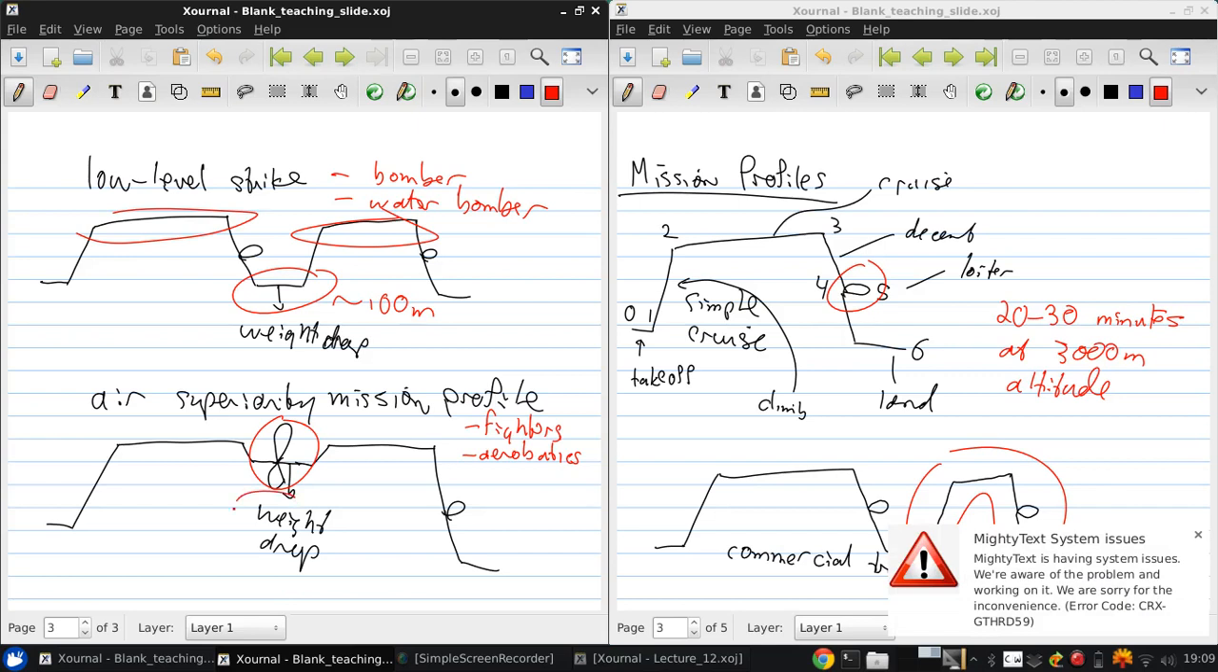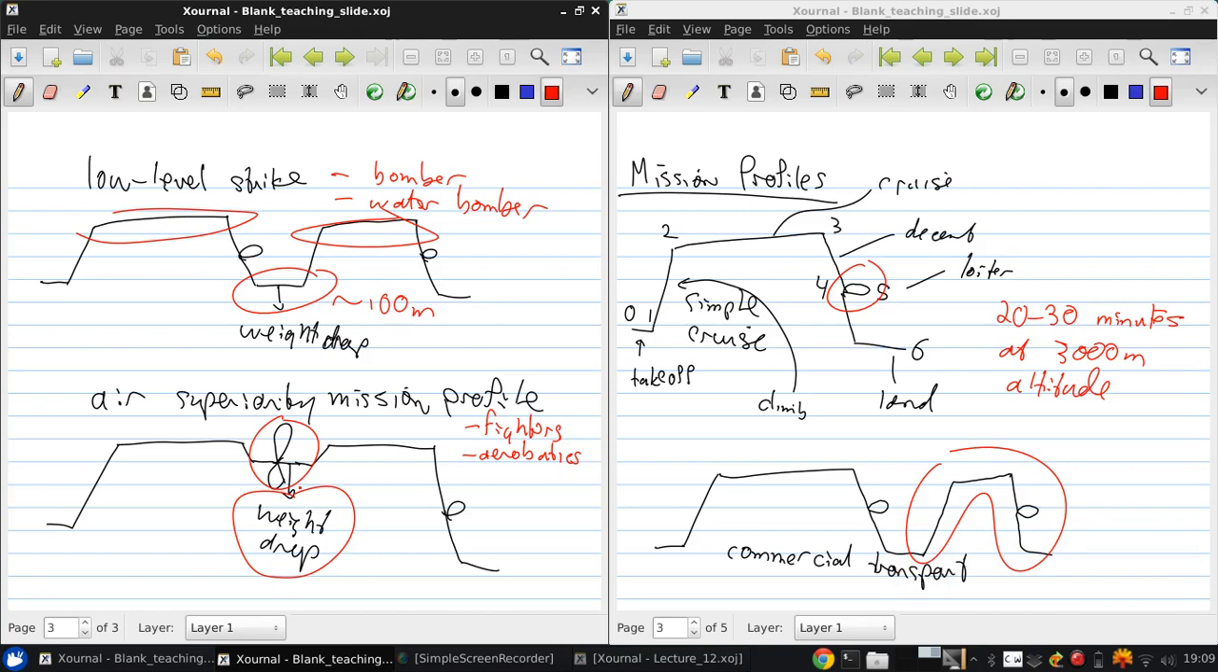Now, the fighters will typically also have a weight drop, and this is due to use of weapons. But for this profile, it's often safer to leave the weight drop out. And this is to ensure that the aircraft has enough fuel to return safely to base, even if no weapons end up being used. Now, for both the low-level strike and the air superiority profiles, the two cruise segments are identical in length, as typically the aircraft takes off and lands from the same location. Now, these are just four examples. There are many other mission profiles that are possible, including surveillance aircraft, reconnaissance, etc.